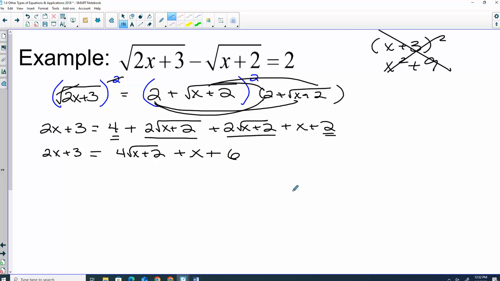Now what do you think I should do? We still have a radical. You want to get rid of a radical, we have to get it side by itself. So let's move over the x and the 6. So if I subtract over my x, subtract over my 6, we get x minus 3 equals 4 radical x plus 2.